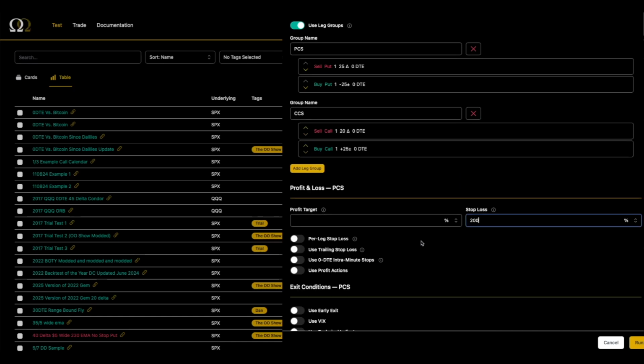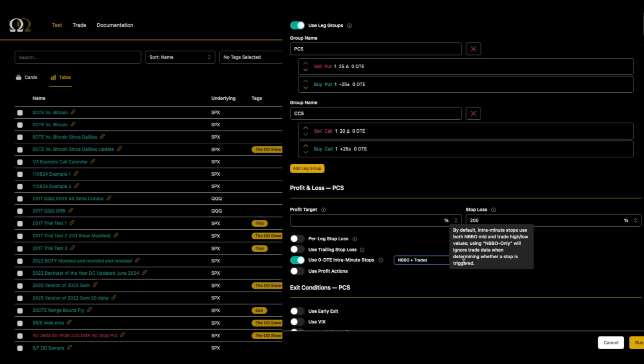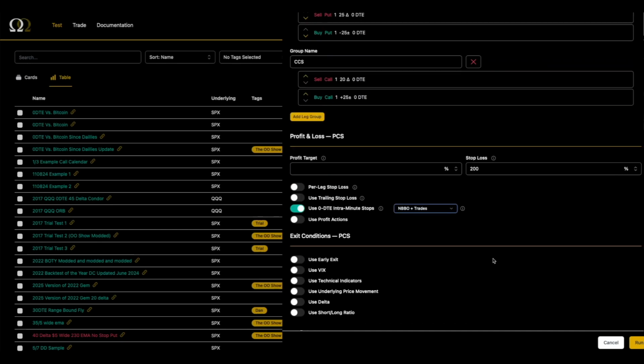And we're going to do something super simple. We're going to put a 200% stop loss, and we're going to click this button, use 0 DTE intermittent stops. And if you read it, it will explain what it does. But this is going to be the most aggressive type of stop loss. It's only available on SPY and SPX 0 DTE. And we're going to do NBBO plus trades, which is going to give us the most number of stops. Here's the tooltip on what it does. I'm not going to go super deep into this. We have a lot of content on how stops work in the backtester.